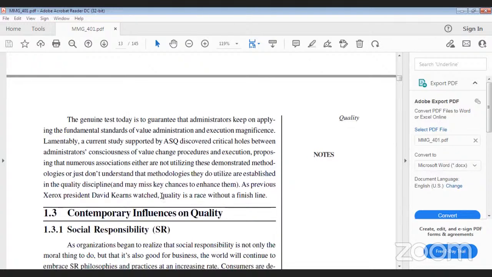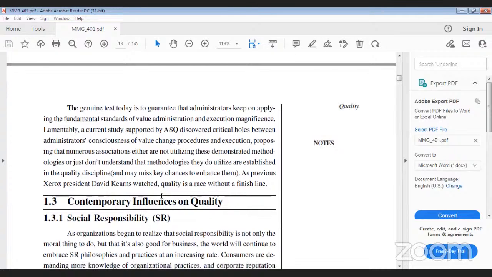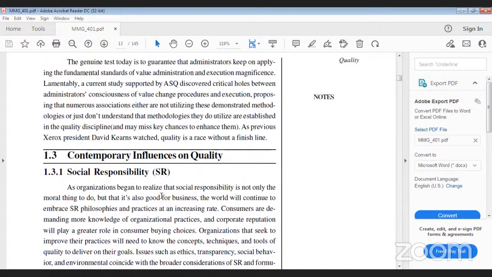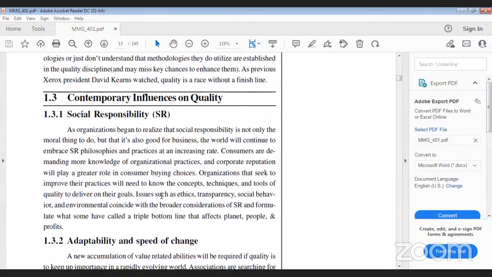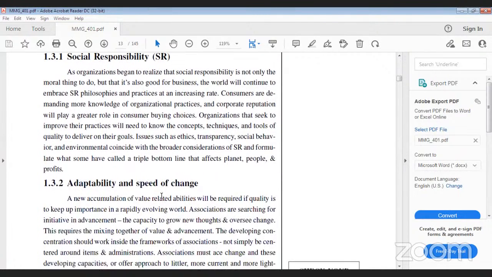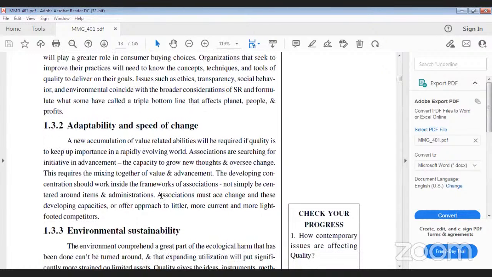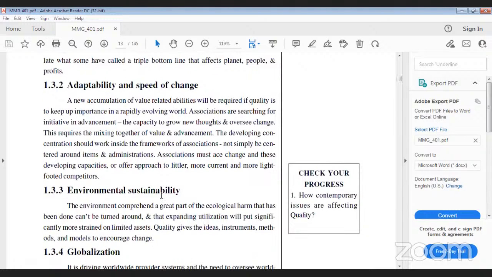Then there are some social responsibilities here. As organizations began to realize, social responsibility is not only the moral thing to do, but it is also good for business. Worldwide, organizations continue to embrace social responsibility philosophies and practices at an increasing rate. Consumers are demanding more knowledge, and organizations' practices and corporate reputations will play an important role here. Then there is the issue of ethics also there, with points of transparency, social behavior, and environmental concerns with broader conclusions also. Here, social responsibility formulates what is called the triple bottom line that respects the planet, people, and profits also here.